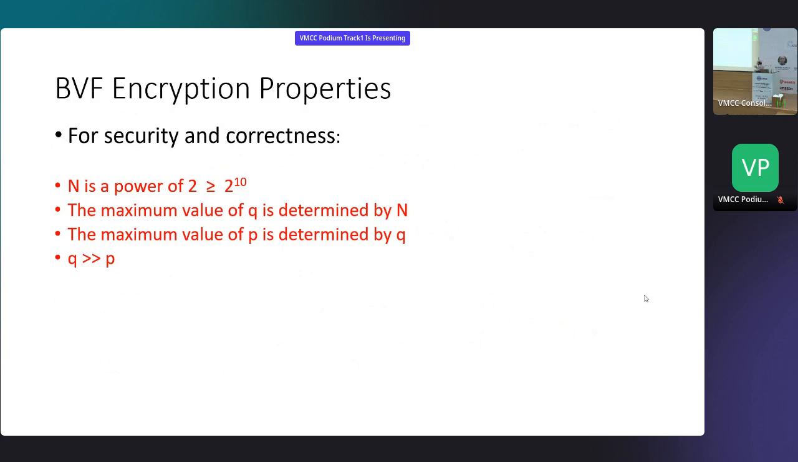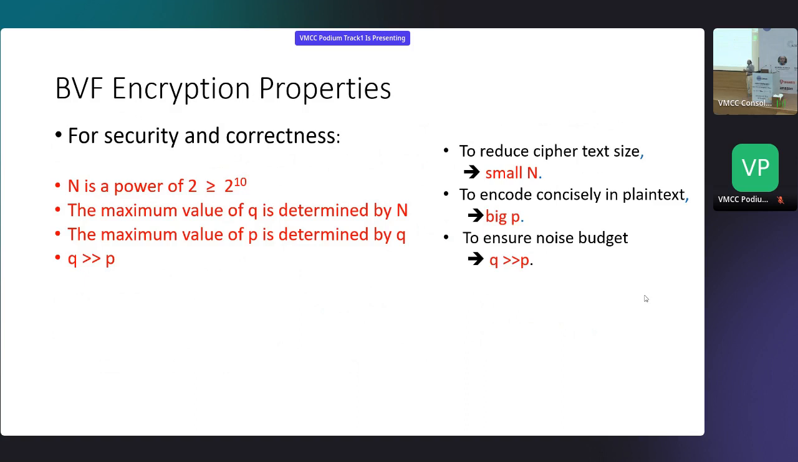So there are lots of interesting things. To ensure security, we need to make sure that N is big. Remember, I want to make sure that you cannot factor things. So I have to make sure that it's a hard problem. Big number factorization is a hard problem. So N is a power of 2, that's very big. The maximum value of Q is determined by N, and the maximum value of P is also determined by Q. So there's a connection between all of these different components. And Q has to be much larger than P.